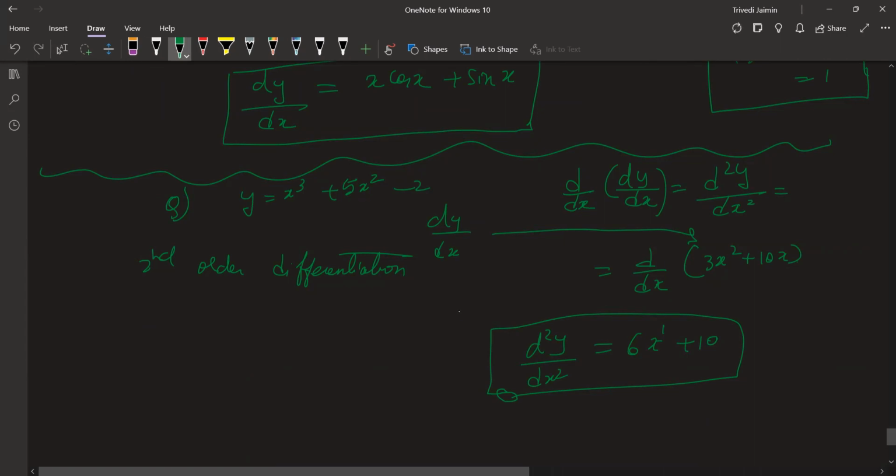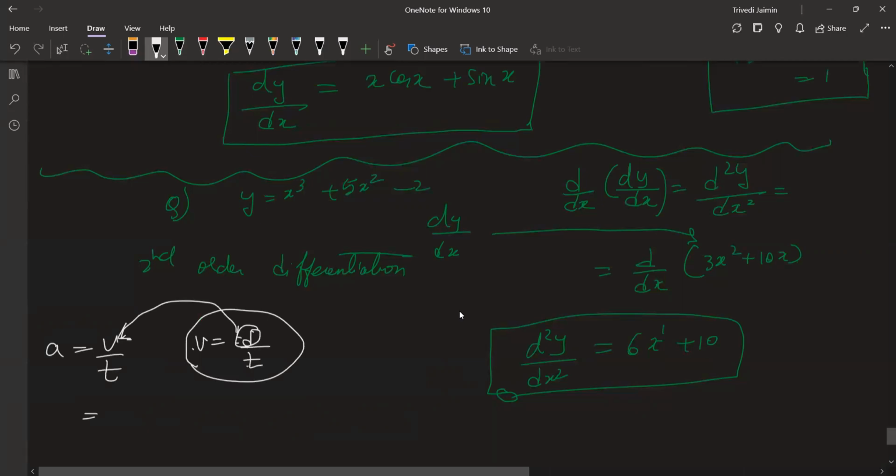Now, if I give you an example from kinematics, how are we going to use acceleration? What is acceleration? Velocity by time. Now, what is velocity? Displacement by time. So, in short, we differentiate the displacement value, and we got this value with respect to t. Again, we are differentiating v to get acceleration.